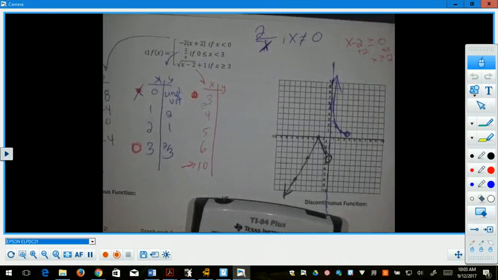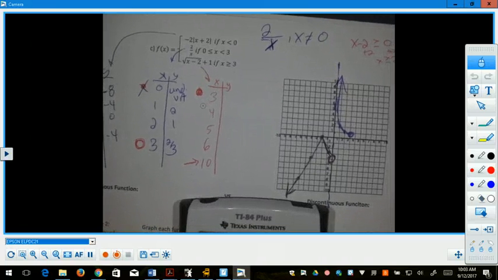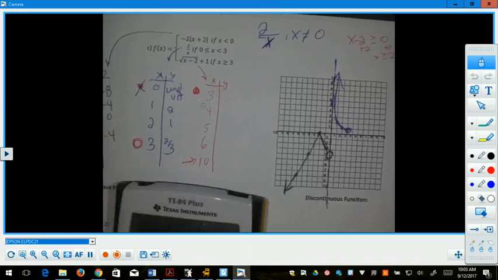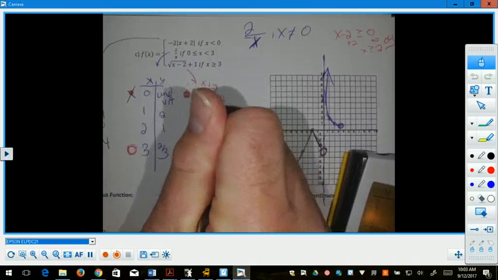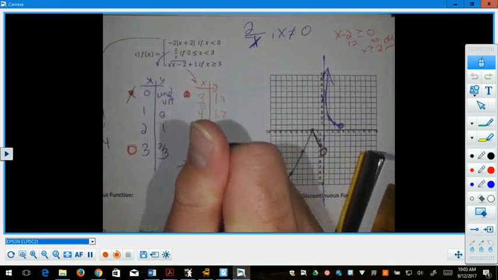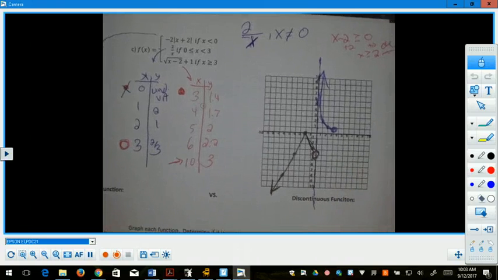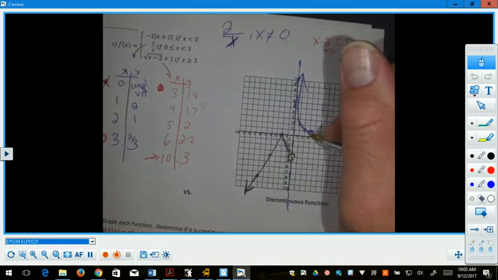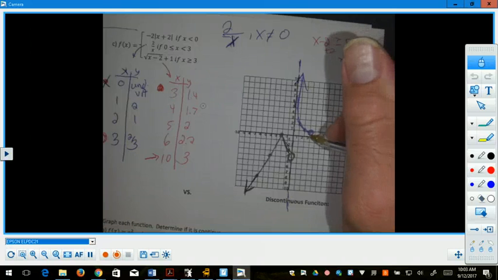Oh, I forgot the plus 1. Plus 1, because that'll shift it up. And then we plug in the numbers 3, 4, 5, 6, and 10. This gives me 1.4, 1.7, roughly 2, 2.2, and 3. So I'm going to plot those. Is that what you guys got too? Yeah. Okay. So 3, I have 1.4.